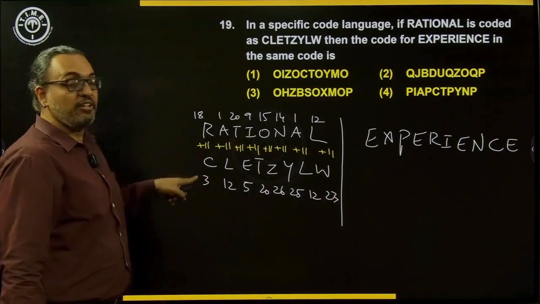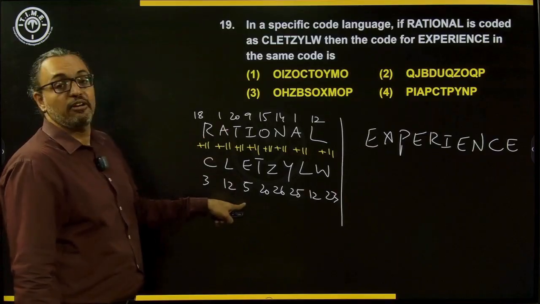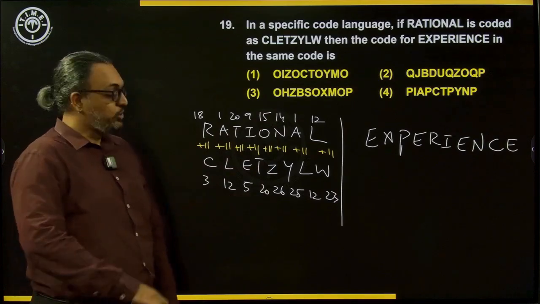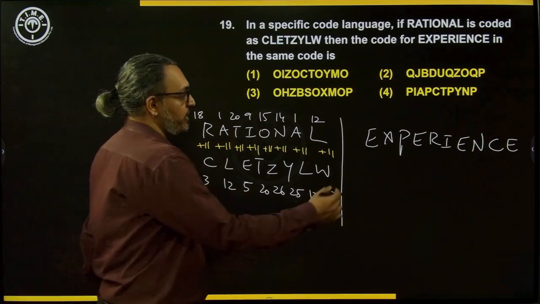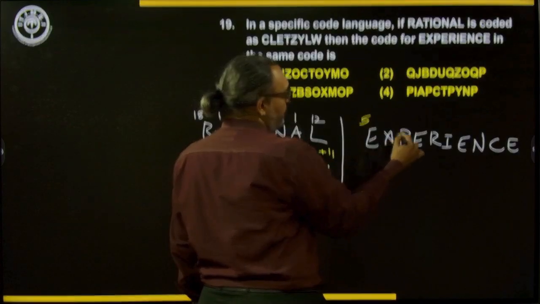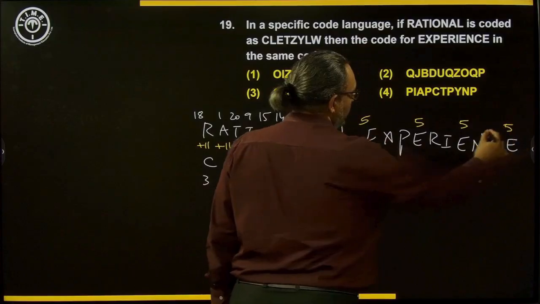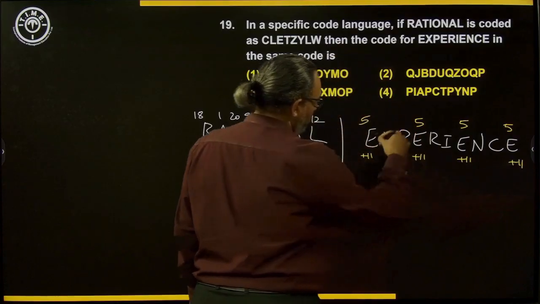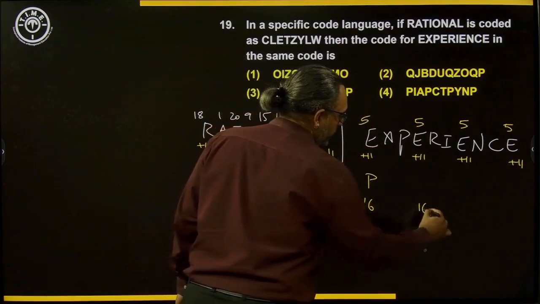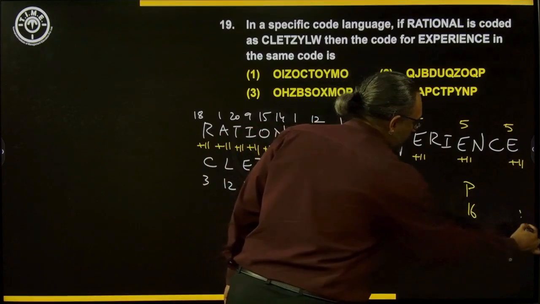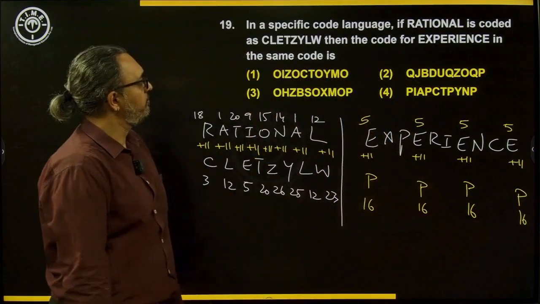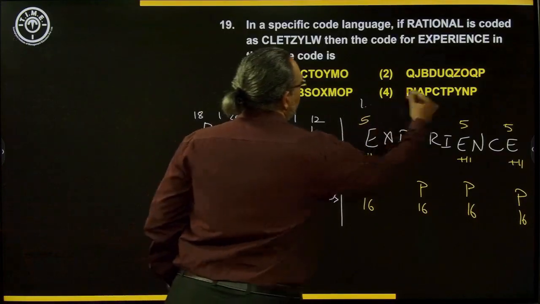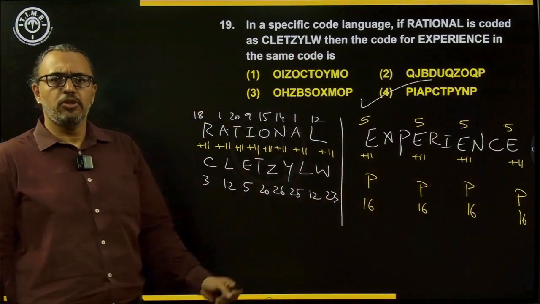So 18 plus 11 is 29. 3. 20 plus 11 is 31. 5. Then 15 plus 11, 26. So everywhere plus 11 is being added. Wherever you have 5, you add 11 to it. So you get 16, P, 16, P, 16, P, 16, P. So first and last should be P. Look at it, first and last P. It happens only in option 4. That's all. Mark and move on.